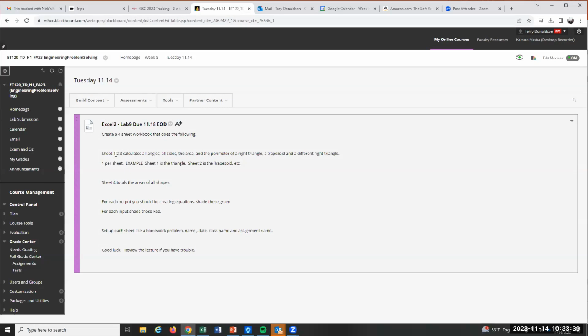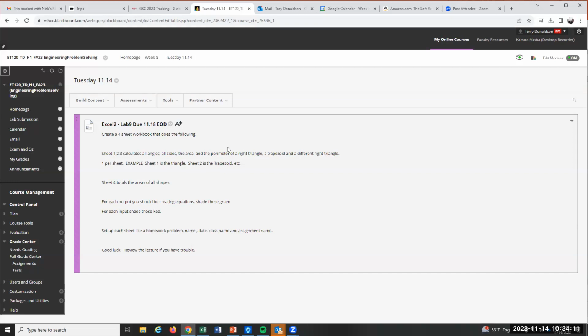So sheets 1, 2, and 3 are going to be calculating the angles, sides, and area of a right triangle. So that's the one where I probably need to cover a little trigonometry, at least refresh your trigonometry. And then a trapezoid on another one, and then another right triangle, which you should be able to use the first right triangle to set up the second one. So it's not like you have to create all three. Probably got to create 2 though.